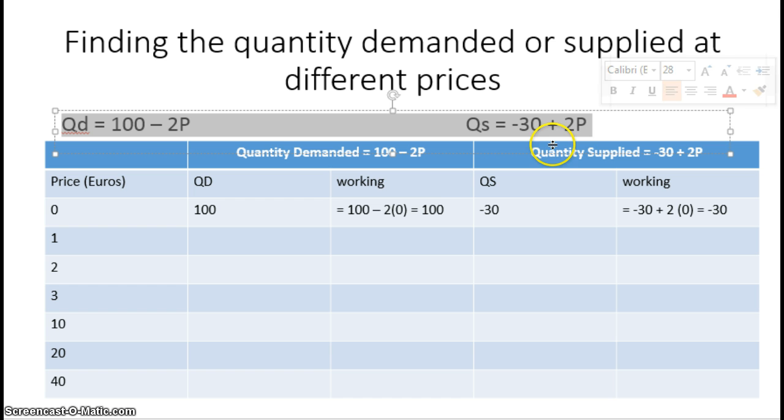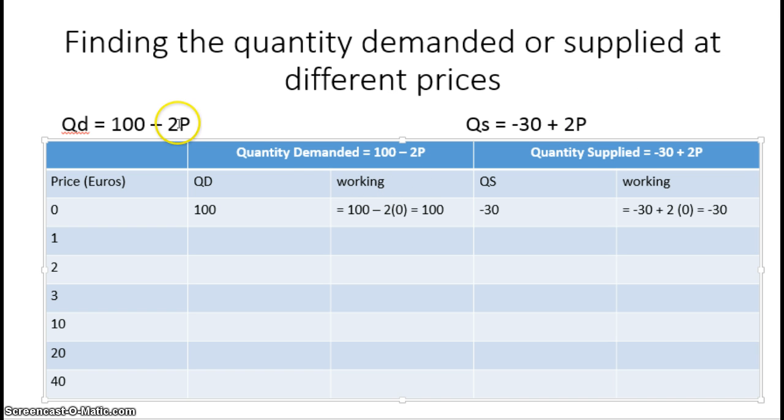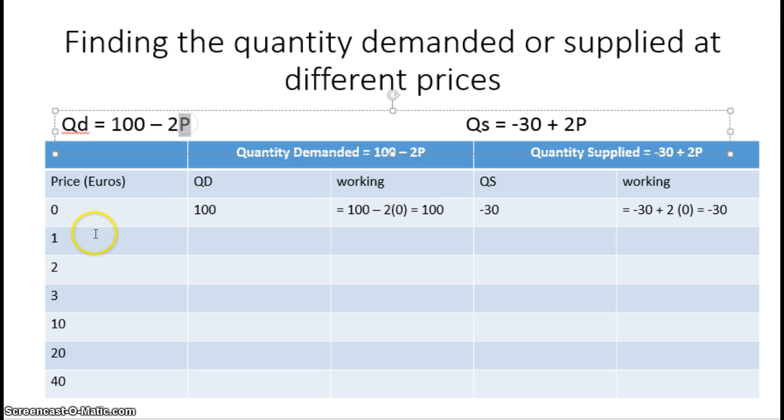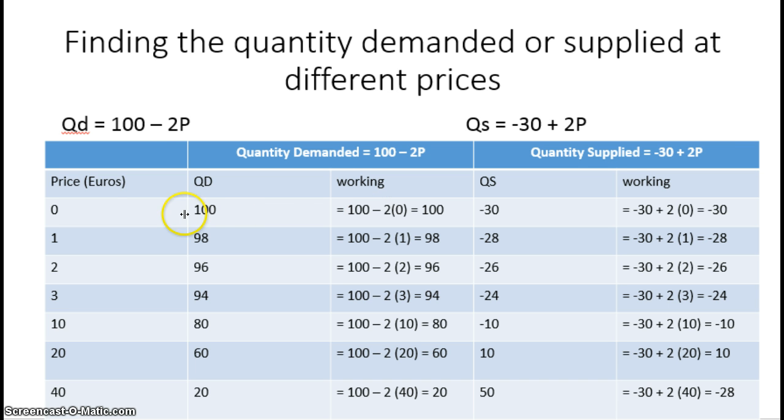So all we have to do is substitute where there is P, okay, we add the price. So here's what I did earlier. So where it's 0, we just go 100 minus 2 times by 0. Okay, using this gives us 100, so the quantity demanded is 100. Then the next one, 100 minus 2 times by 1 is 2, so it's 98, and so on.